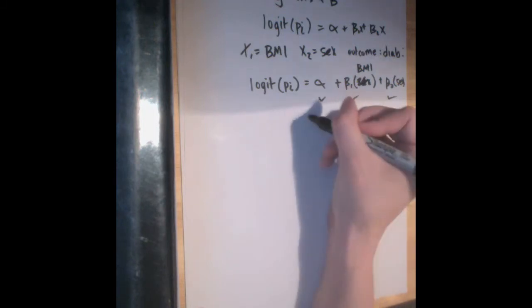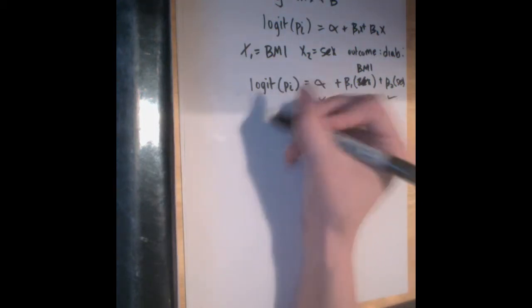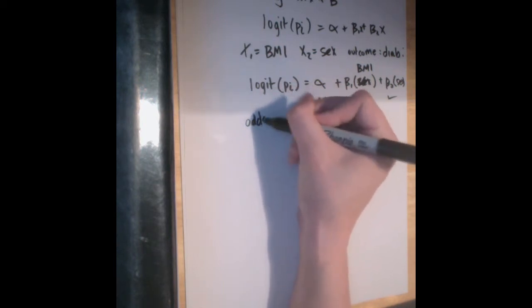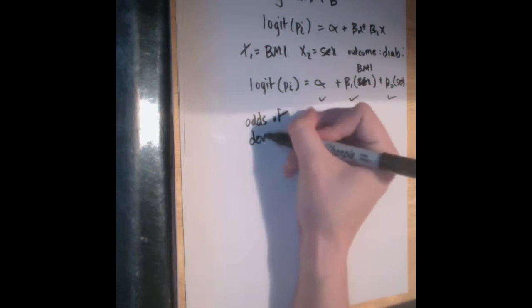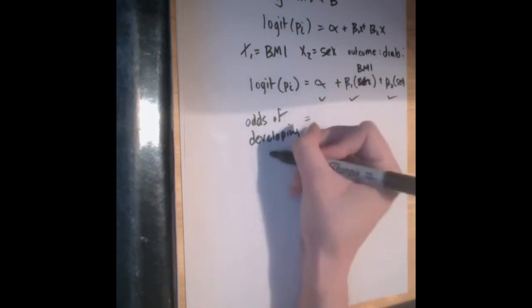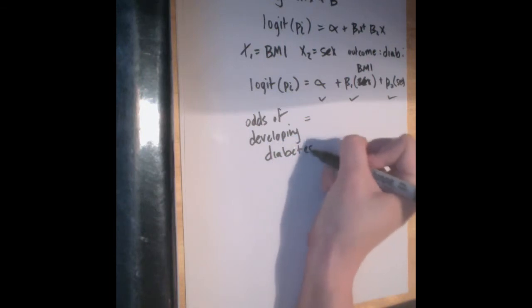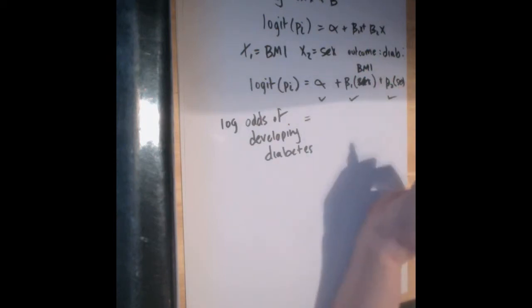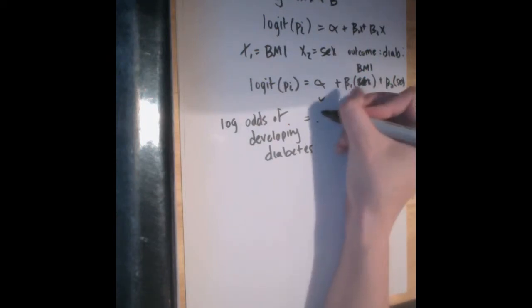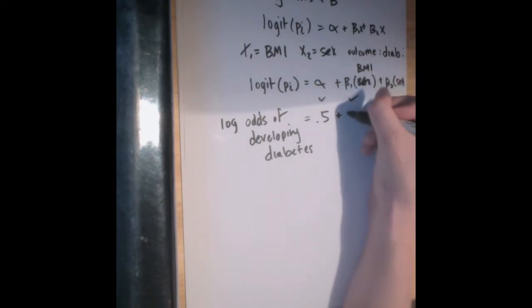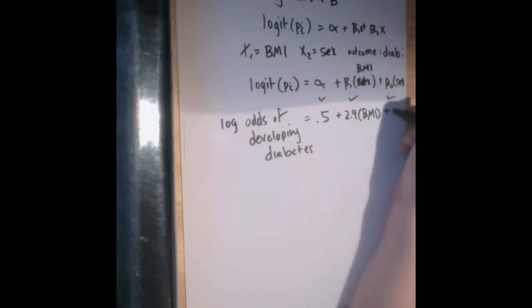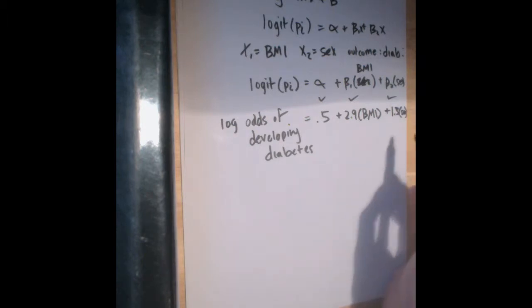So what we might end up with at the end of the day is something like your odds of developing diabetes, or your log odds. And then that's going to be equal to, I'm going to make up some numbers here, everybody bear with me. So 0.5 might be our constant, and then let's say 2.9 times whatever the BMI value is, plus 1.3 times sex. Obviously I need to learn to write further over.